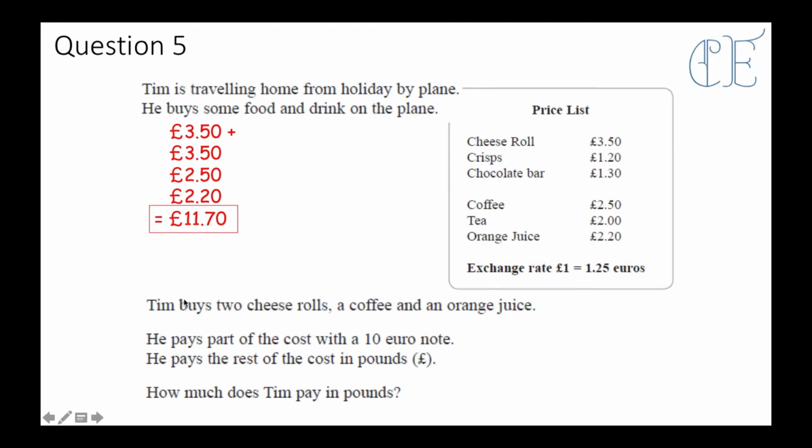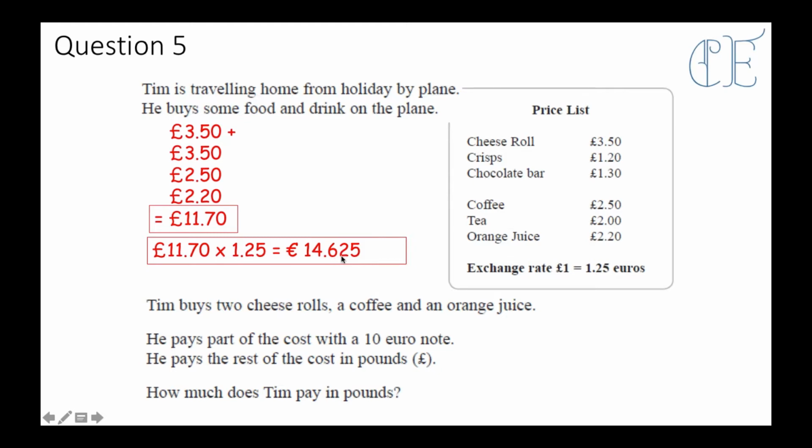£11.70. Okay. Now, I need to know what it is in euros because Tim's going to pay with a €10 note. So I want to exchange this from pounds to euros. If I'm in pounds and I want to get to euros, you must know this by now, I have to times because I'm going this way. So I do £11.70 times 1.25, giving me €14.625 or €14.63.